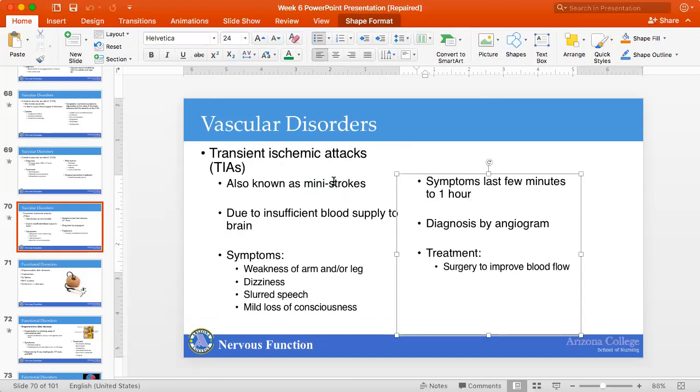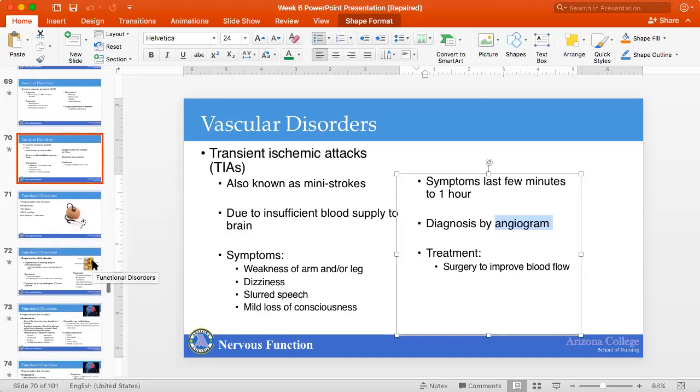But you will see stroke-like symptoms during that time. Symptoms could be weakness of the arm and or leg, dizziness, slurred speech, mild loss of consciousness. Diagnosis is by an angiogram, so they can actually visualize the area where the transient ischemic attack is occurring, and the treatment would be surgery to improve blood flow, almost like expanding the blood vessel, allowing blood to go there. They could potentially use some sort of vessel dilator as well.